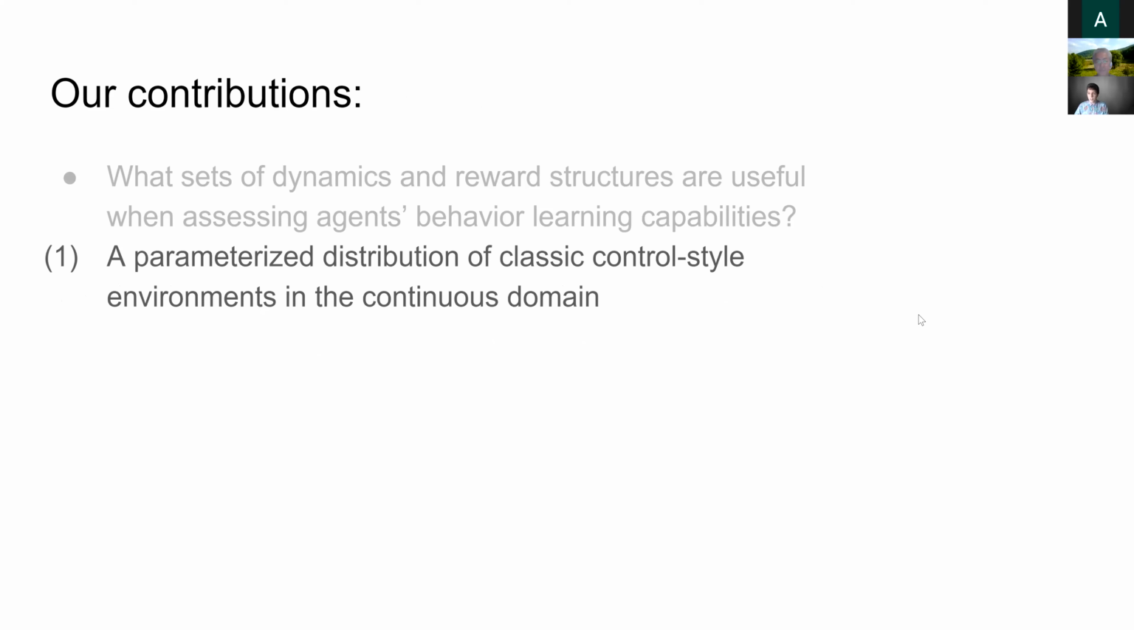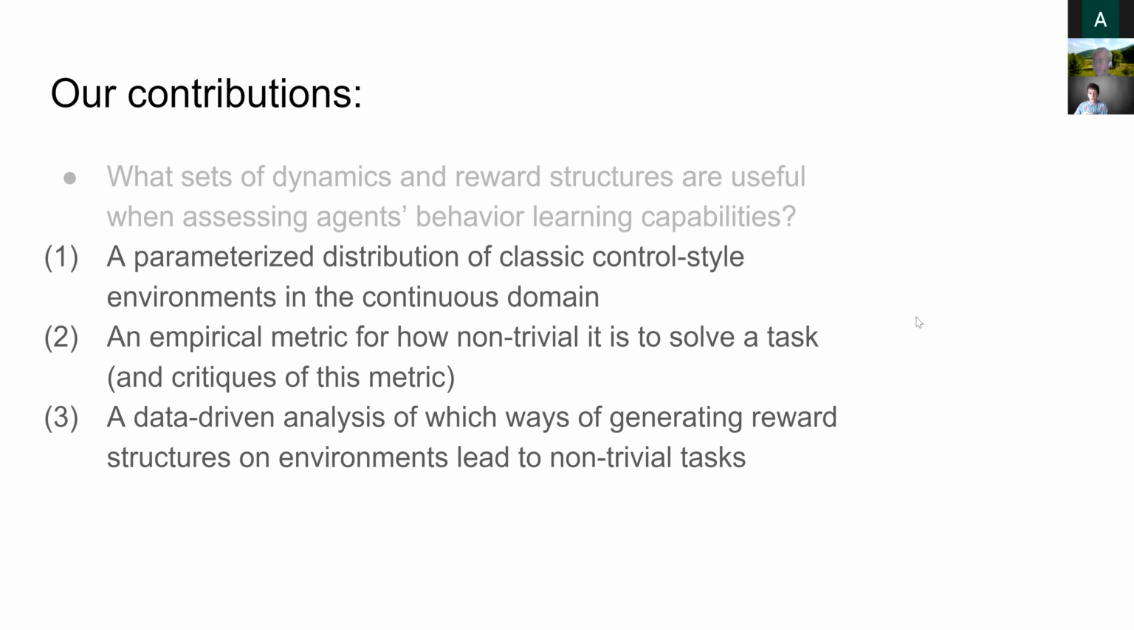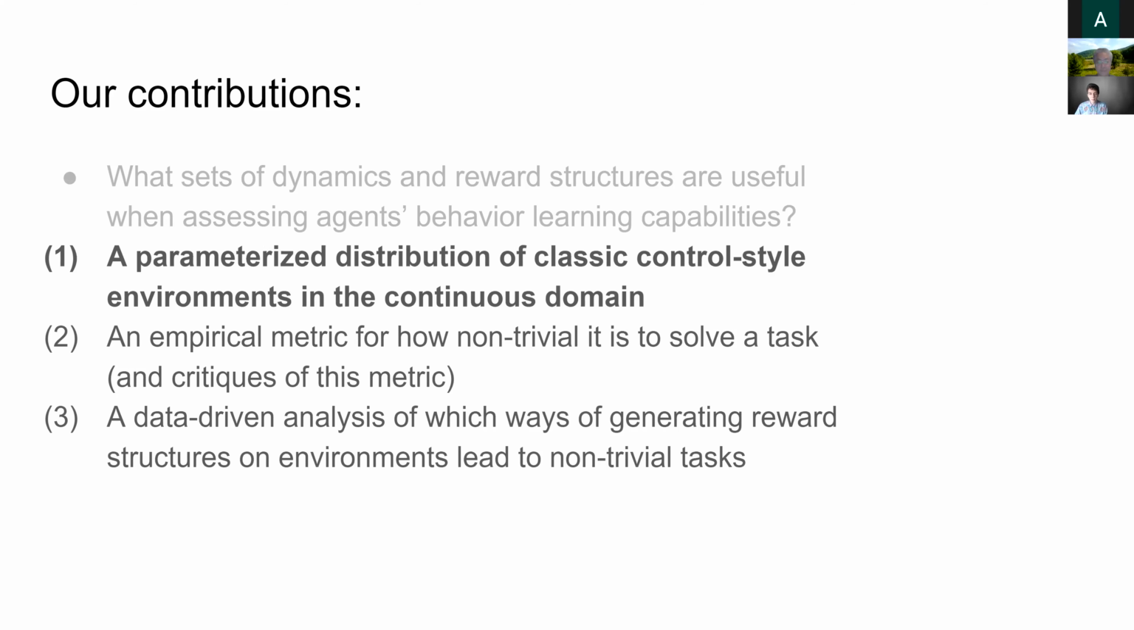Our contributions in this work are threefold. First, we introduce a parameterized distribution of classic control style environments in the continuous domain. Second, we share an empirical metric for how non-trivial it is to solve a task and some critiques of this metric. And finally, we share a data-driven analysis of which ways of generating reward structures on environments lead to non-trivial tasks according to our metric. I'll start with our distribution of tasks.